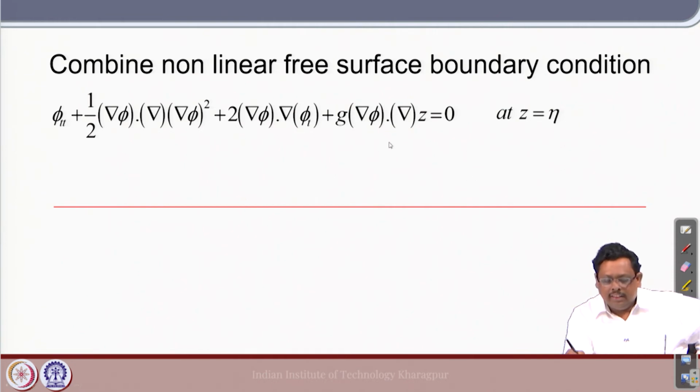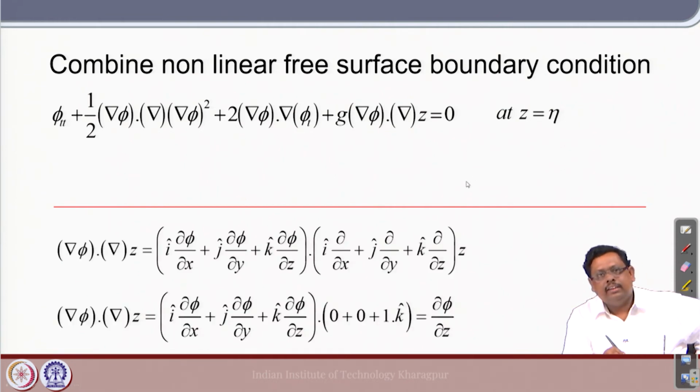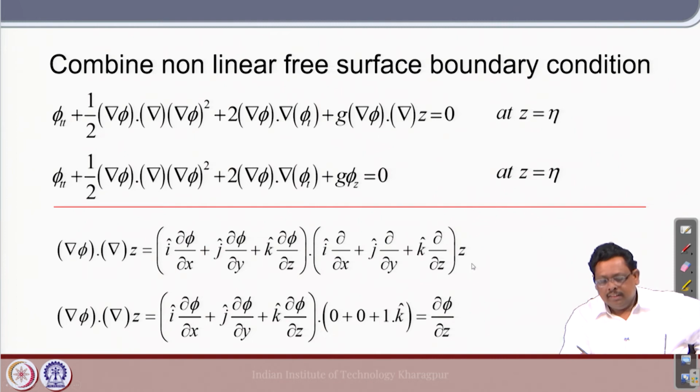Okay. Now, let us do a little bit of maths quickly. Here I replace that grad phi over here, I replace the grad over here, and then I multiply by the z. So, I get this. Now, you can see that only the del phi del z term exists, right. So, therefore, I can replace this as g into phi z, right. So, this is basically the most simplified case for the combined non-linear free surface boundary condition.